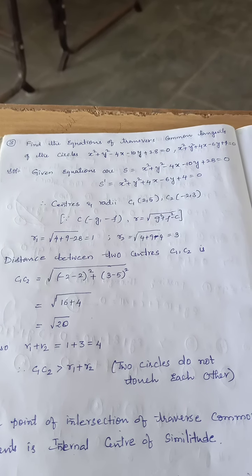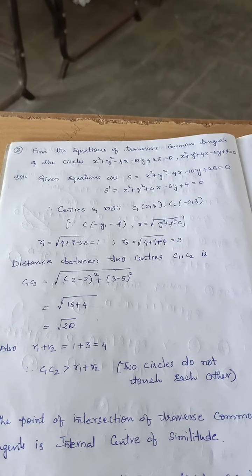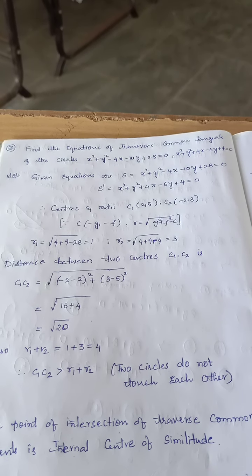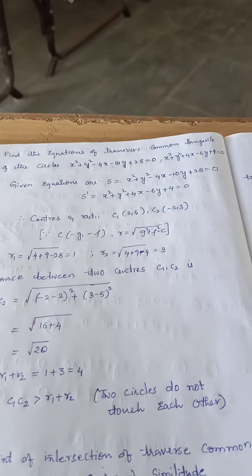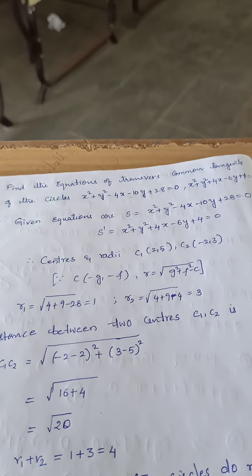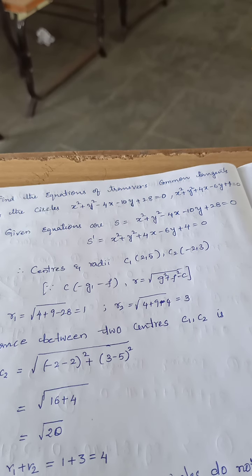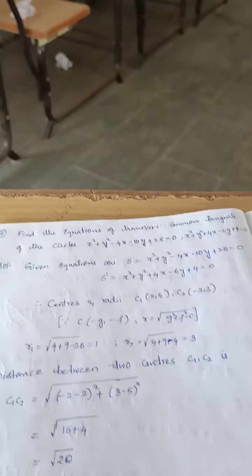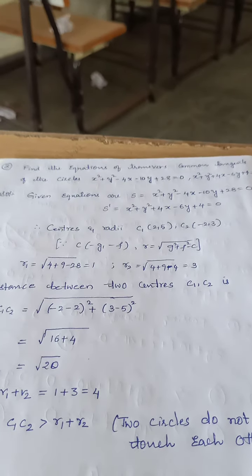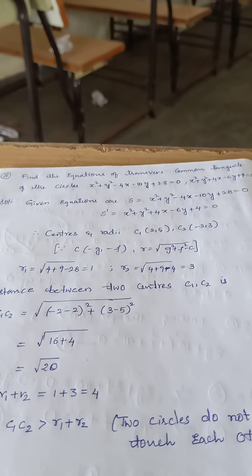See the question. Find the equations of transverse common tangents of the circles x² + y² − 4x − 10y + 28 = 0 and x² + y² + 4x − 6y + 4 = 0. So, for the given circles, take S = 0 and S' = 0.